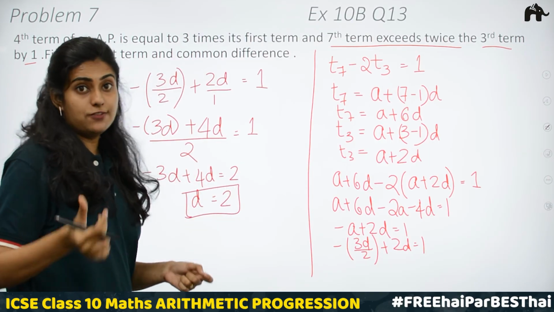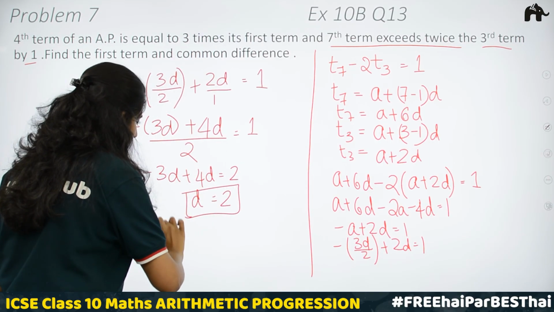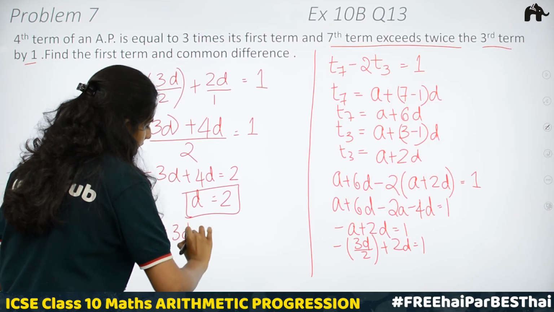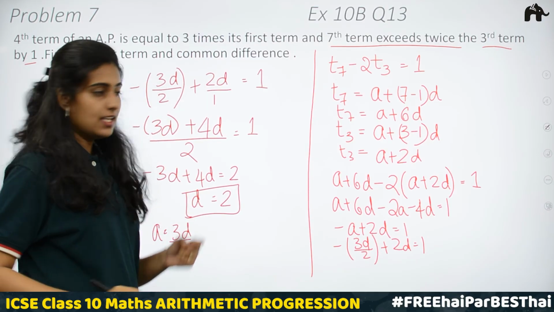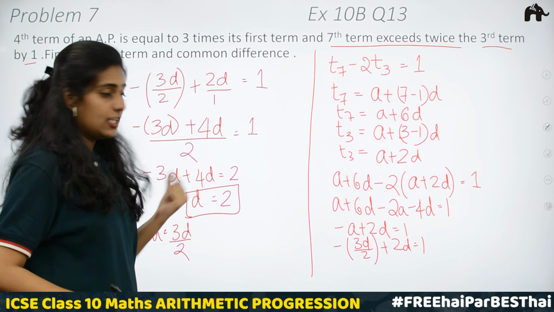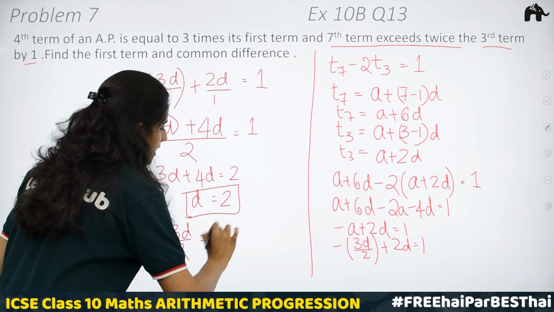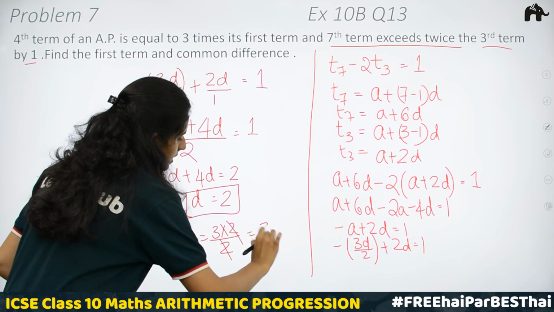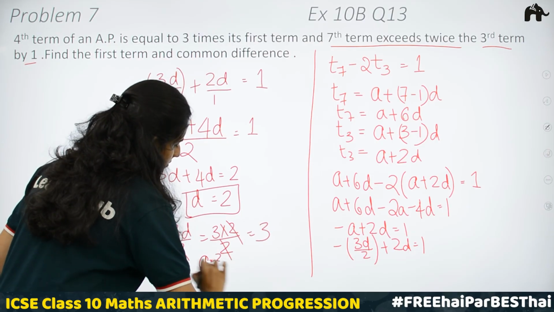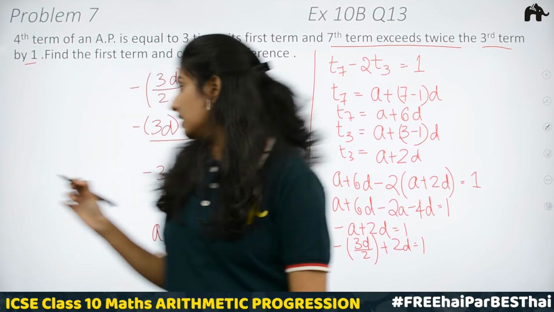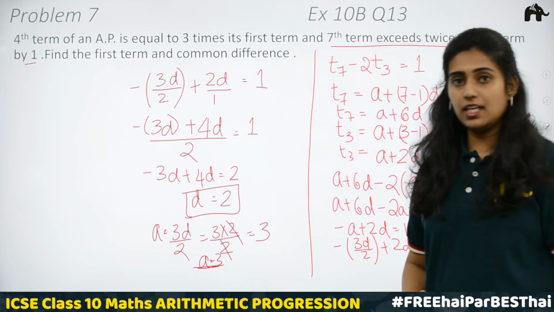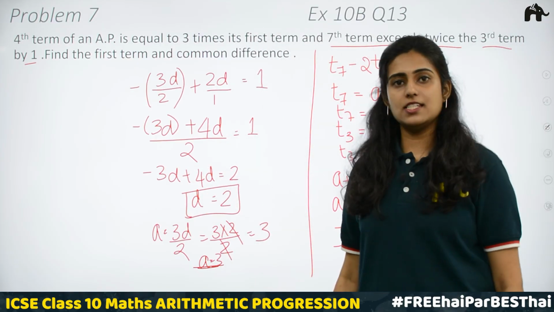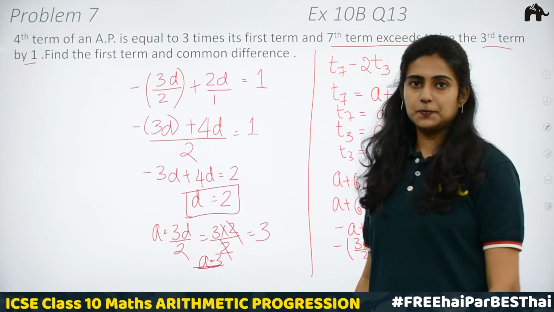We need to find the first term a. There is a relation, a is equal to 3d divided by 2. Yes, substitute the value of d here. We get 3 into 2 divided by 2. Cancelling 2, we get 3. A is equal to 3. Therefore, first term a is equal to 3 and the common difference d is equal to 2. Clear?